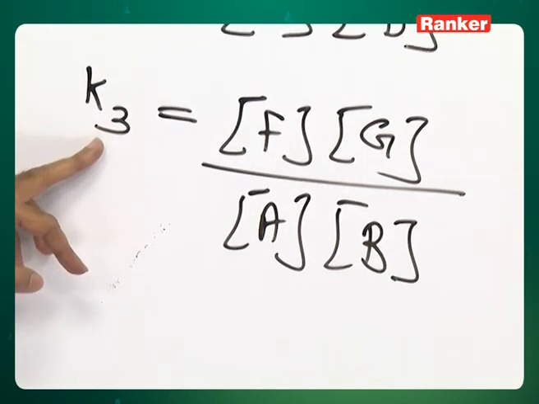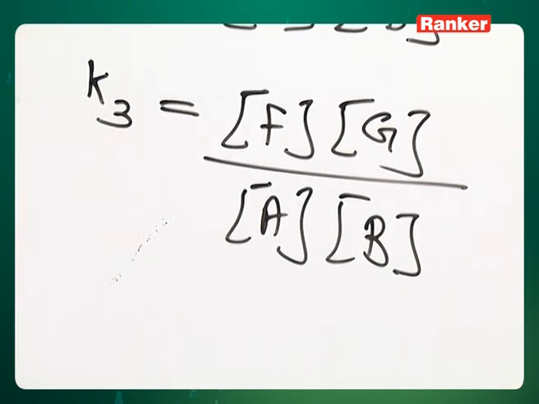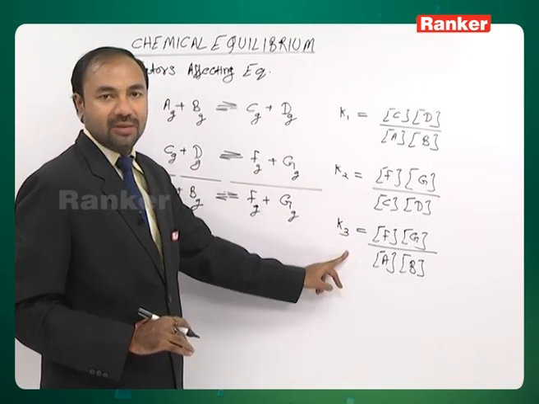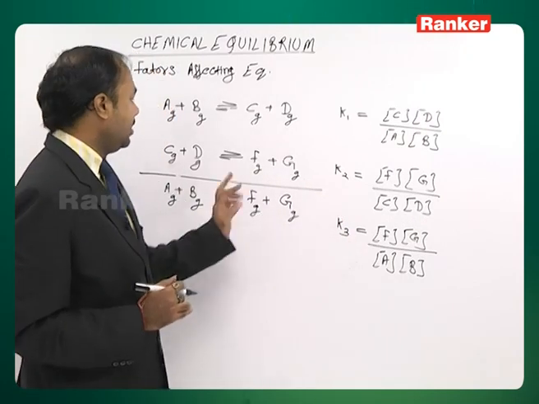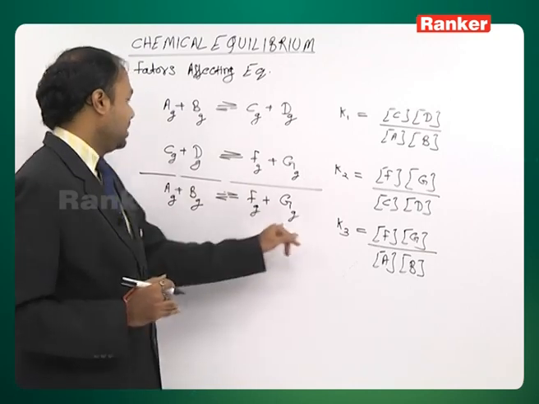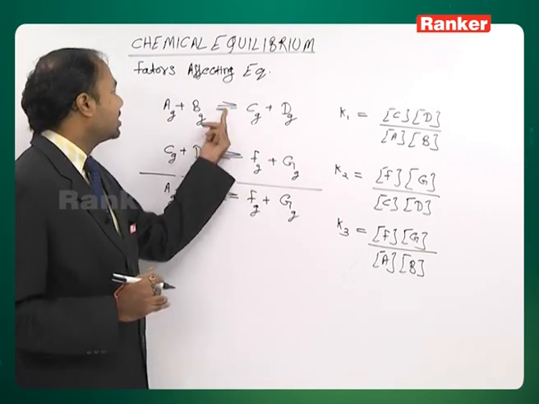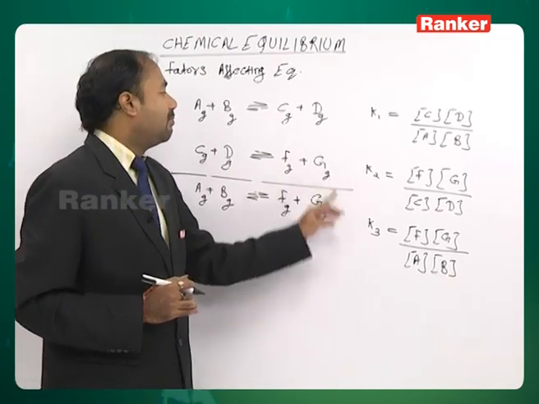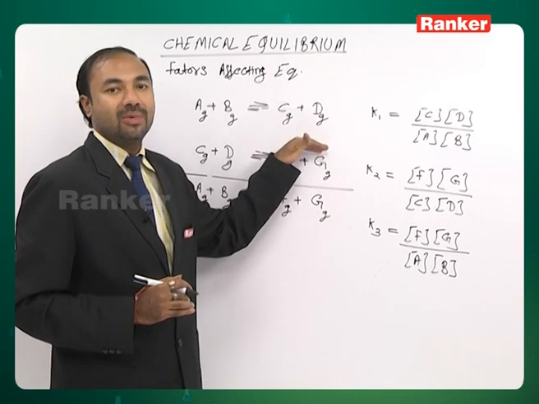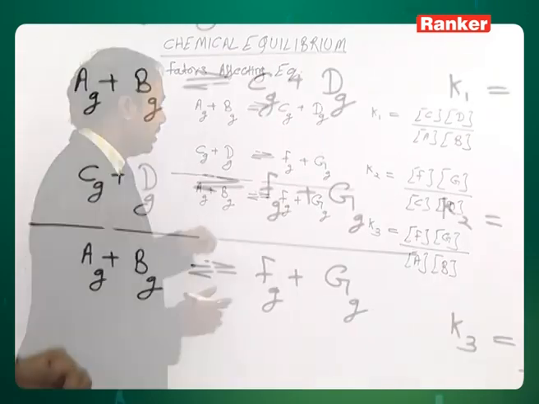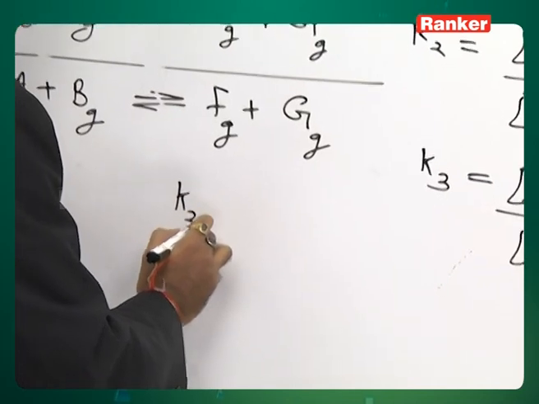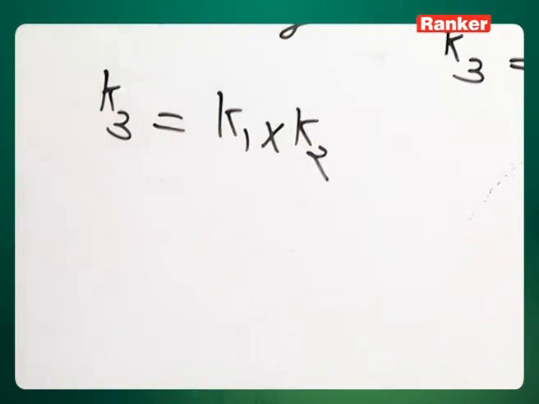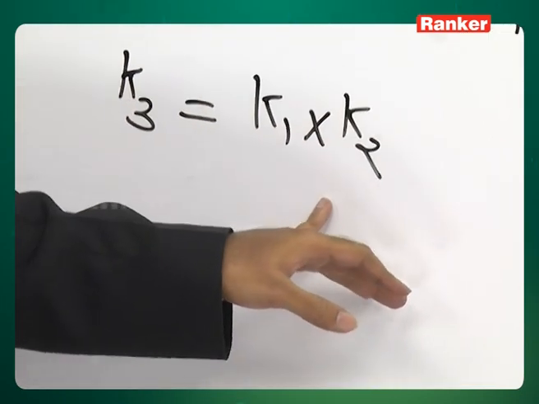Simply you can understand that if we multiply K1 and K2 with each other, then we will get K3. Means if an equilibrium is the resultant of addition of two equilibria, then the third equilibrium constant will be the multiplication of the first two equilibrium constants. K3 in this case will be equal to K1 into K2. This is the relation we get here.